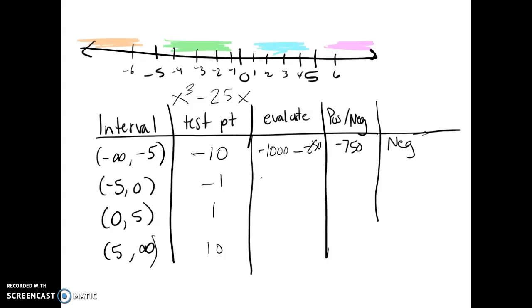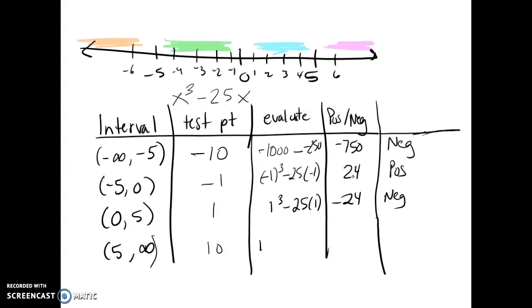And then I do the same thing for each one. So negative 1 cubed minus 25 times negative 1. So I'm going to go through and evaluate these. So here I'll get negative 1 plus 25, or 24. Here I will get 1 minus 25, or negative 24. And last, I am going to get a positive 750.